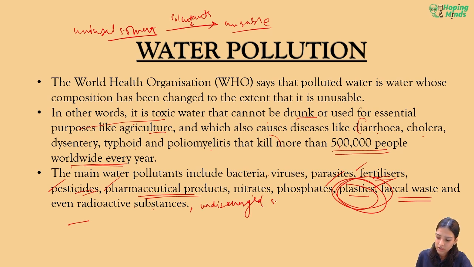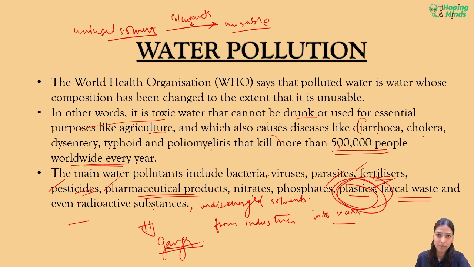undischarged solvents from industries into water bodies. These things that I just ticked are the major cause that our river, holy river Ganga, is being polluted. There's a major Ganga action plan going on at play, but we know what's happening with that as well.